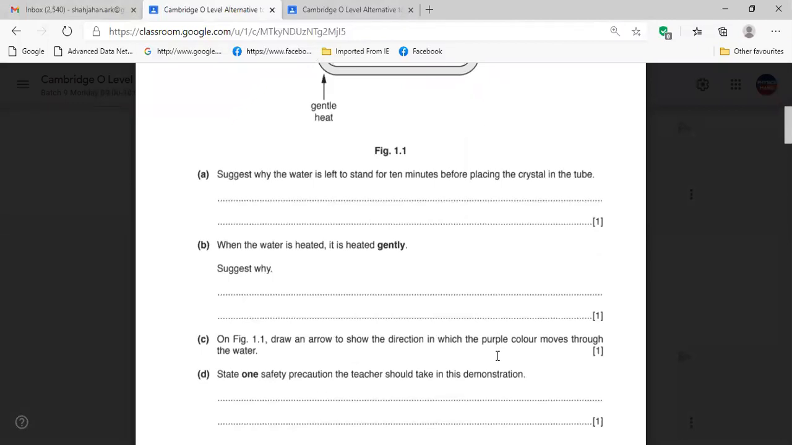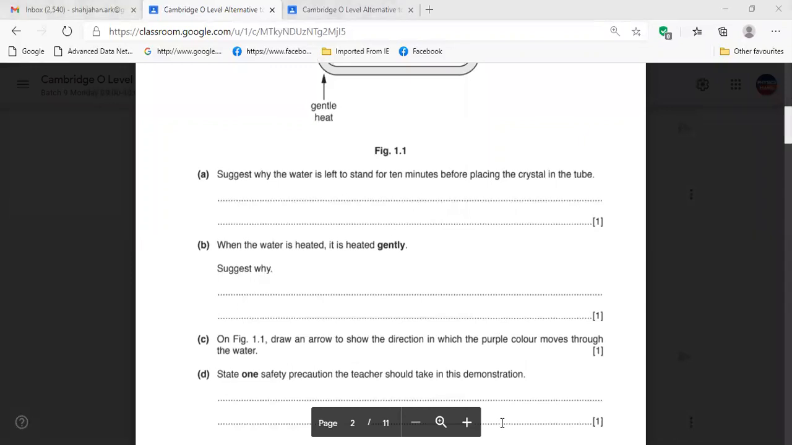When the water is heated, it is heated gently. Suggest why. Who got the answer? Raise your hand. You have the option to raise your hand, right? Yeah, Abir raised his hand. What is the answer, Abir?